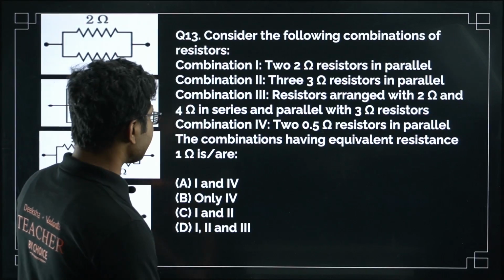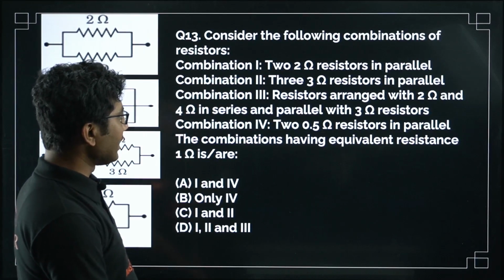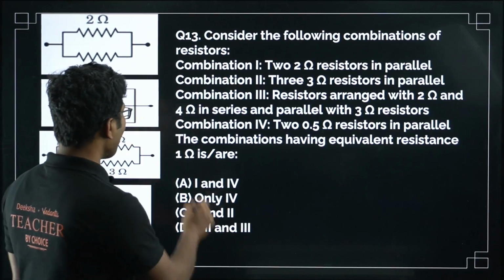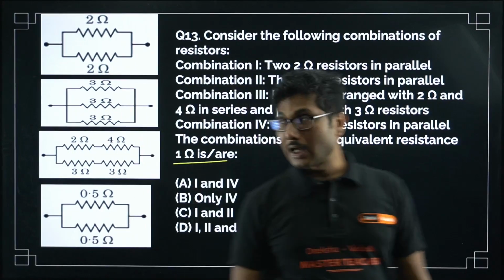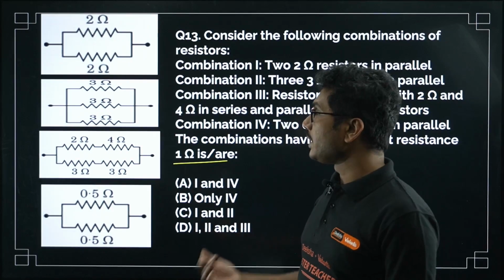two 3 ohm resistors actually. Combination 4, two 0.5 ohm resistors in parallel. The combinations having an equivalent resistance of 1 ohm are? So what are the combinations that have 1 ohm?